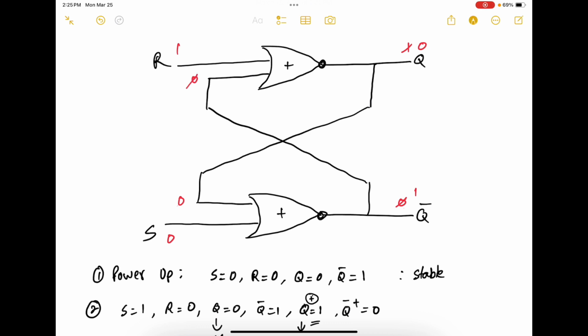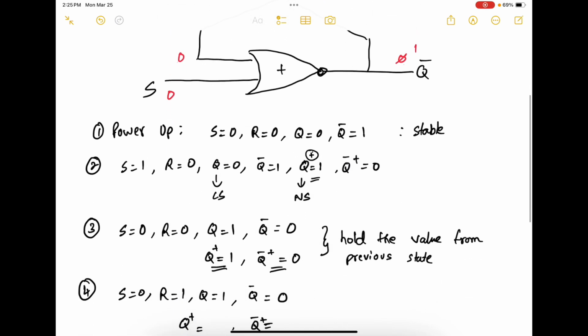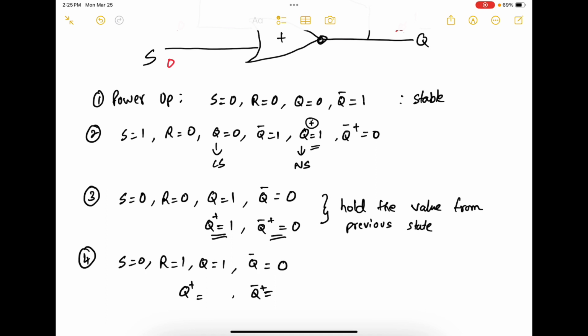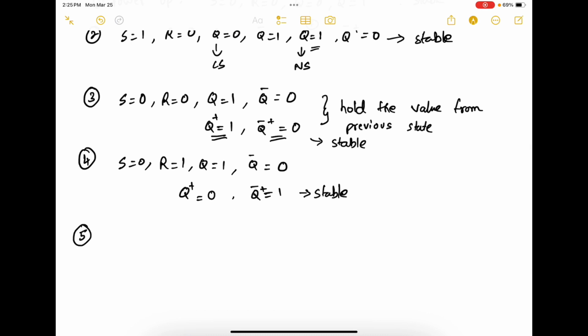This 1 goes up here. 1 nor 1 is a 0 again, so it stays there. This 0 comes down. 0 nor 0 is a 1, going to be stable again. So you have q plus equals to 0 and q prime plus equals to 1, and this is going to be stable. In fact, all of these are going to be stable as well. Let's look at the next step.